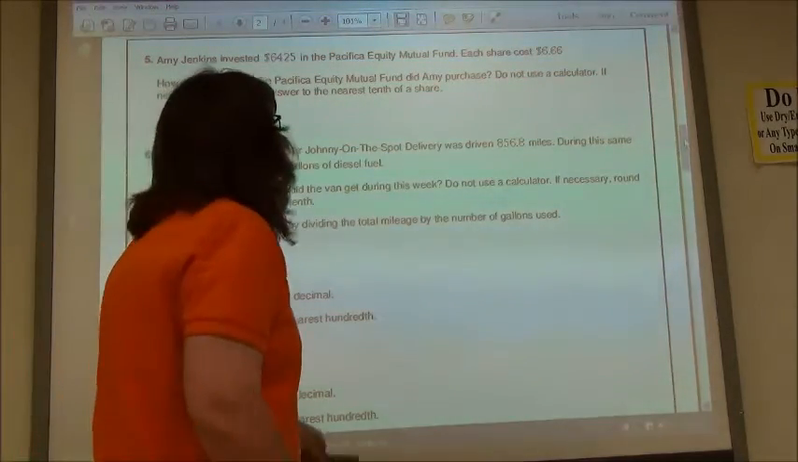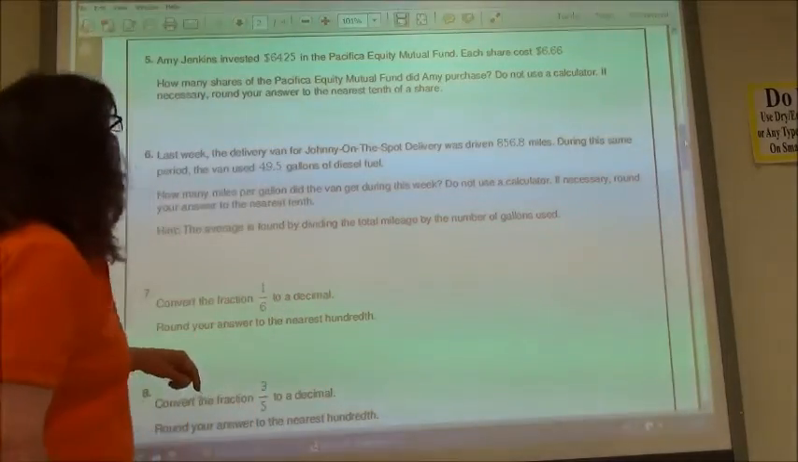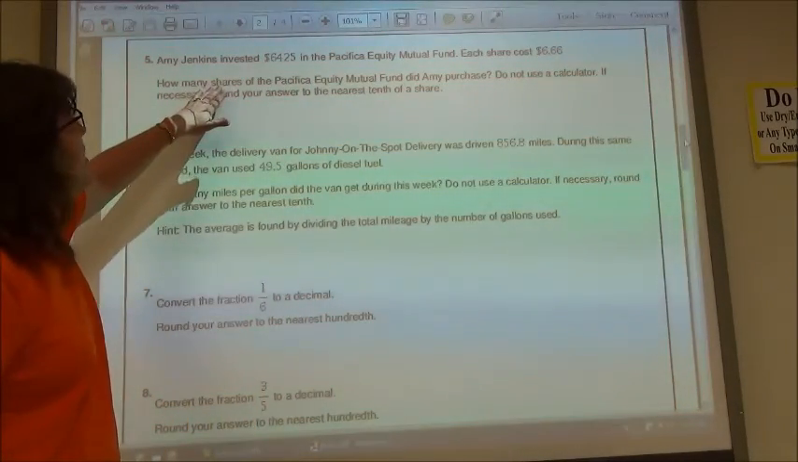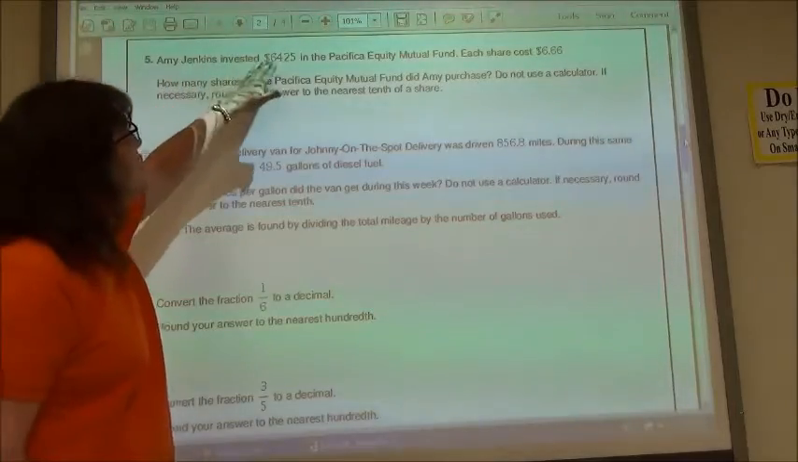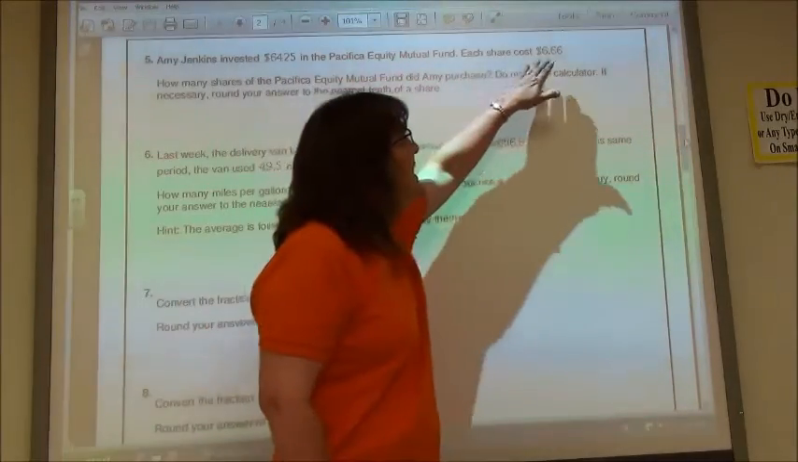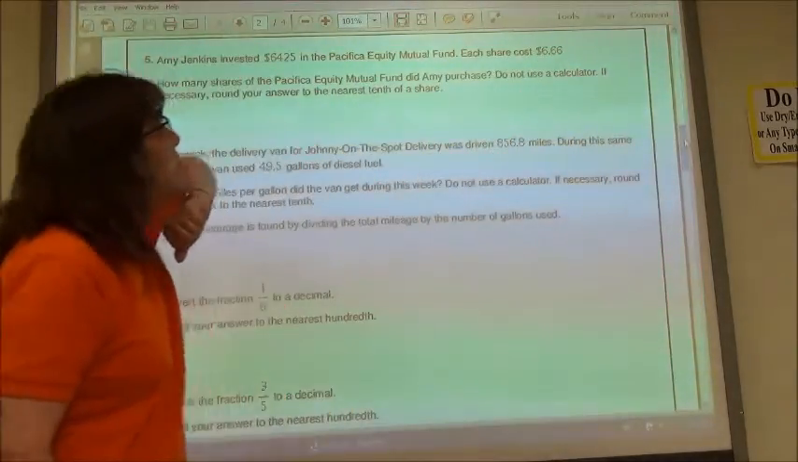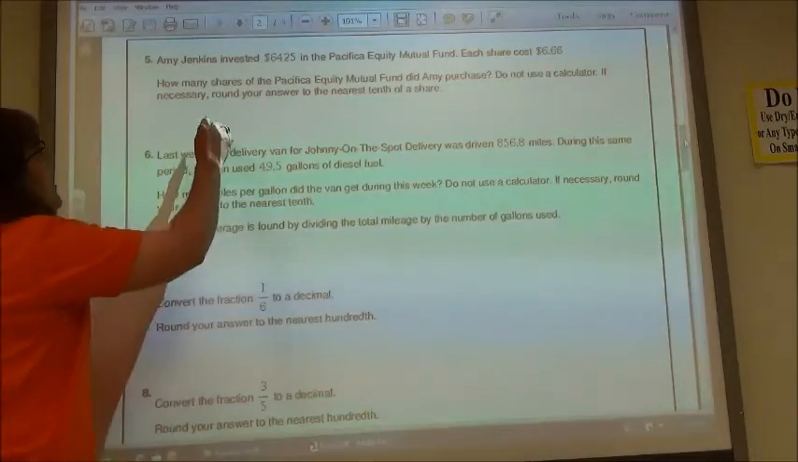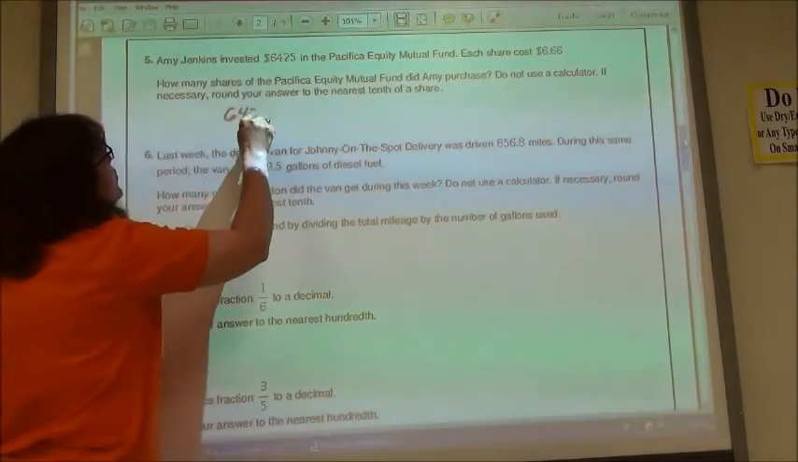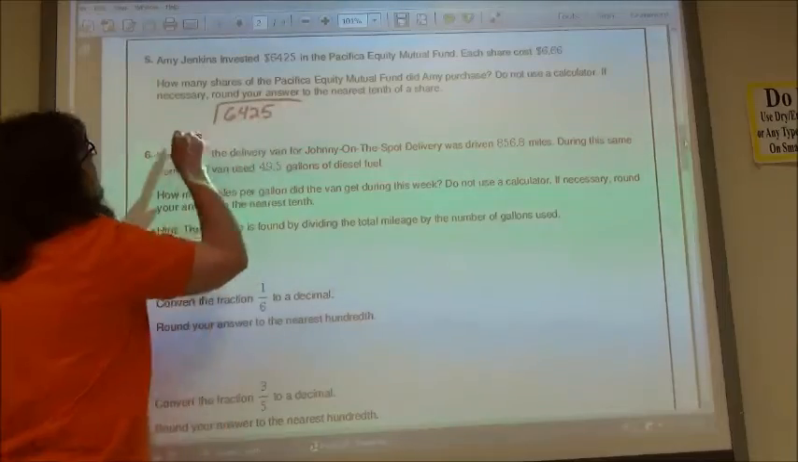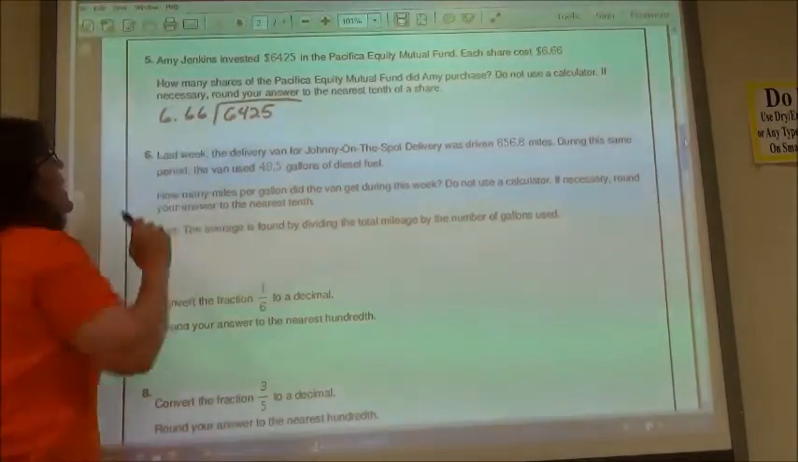And so in this case, I am trying to find how many shares she's purchased. If this was the total amount invested, and each one of my shares was $6.66. So I have to take my $6,425 and divide it by my $6.66.